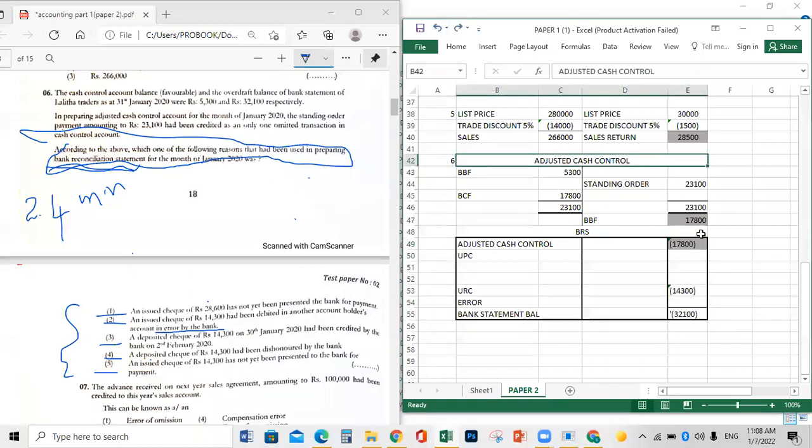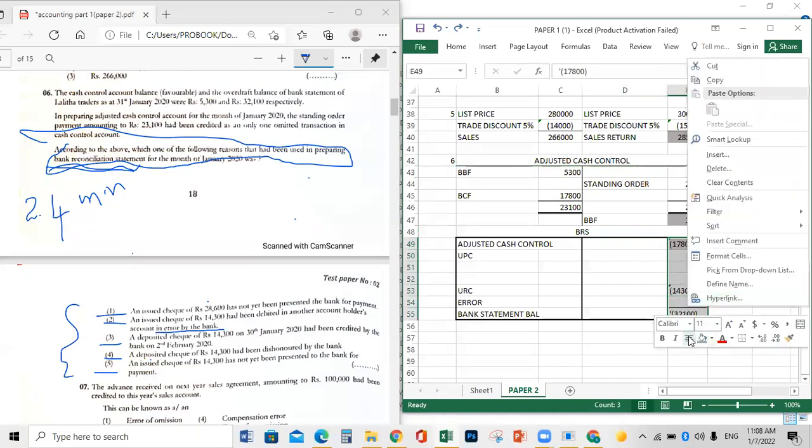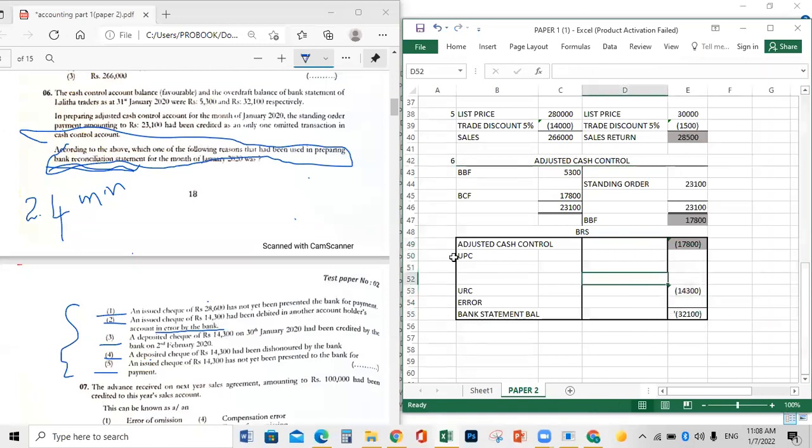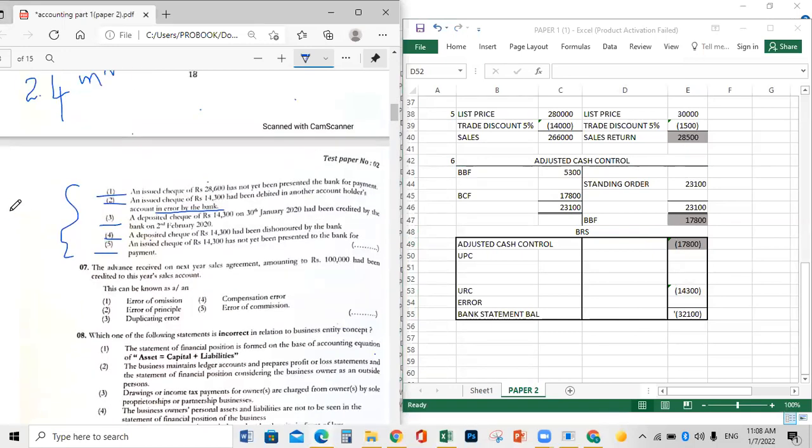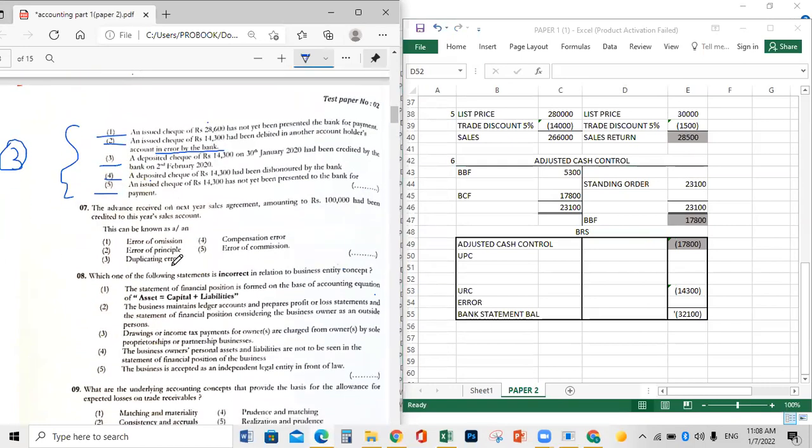So guys, you might get confused. You might even think the fourth one is also the correct answer, but you should read the question carefully. The question is specifically telling only when preparing bank reconciliation. But dishonored check comes under adjusted cash control. That's why we can't say that is the answer. So the correct answer is the third one. Go to the next question and send me the answers quickly.